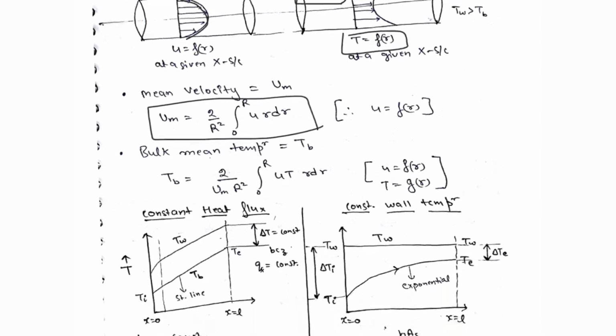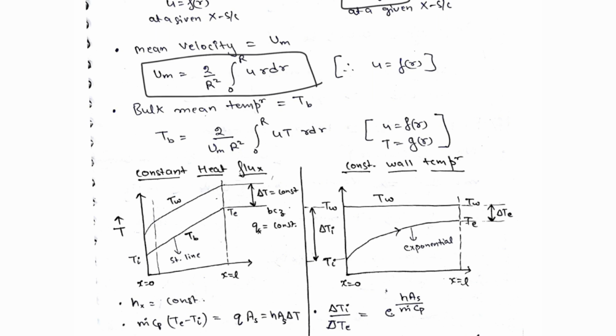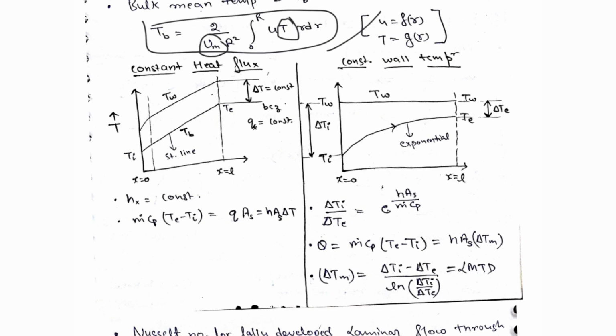And for T, the bulk mean temperature TB, similar to this equation, just multiply U mean in the denominator here, and here the temperature term, that's it. You will get the bulk mean temperature. There are two thermal conditions. One is the constant flux condition, the other is the constant wall temperature condition. In case of constant flux condition, since Q is constant and h is almost constant after a certain distance from the starting of the pipe, therefore delta T must always be constant. Therefore the difference TW minus TB is almost constant throughout the length of the pipe.